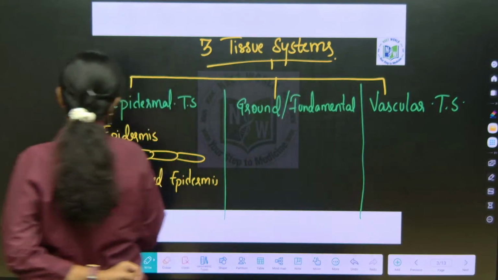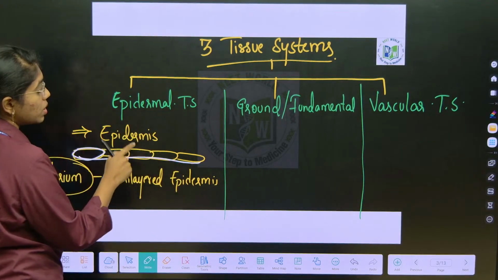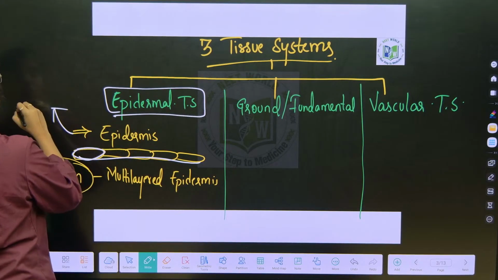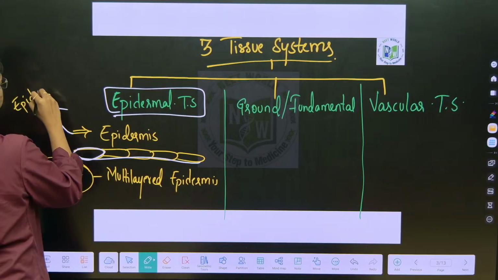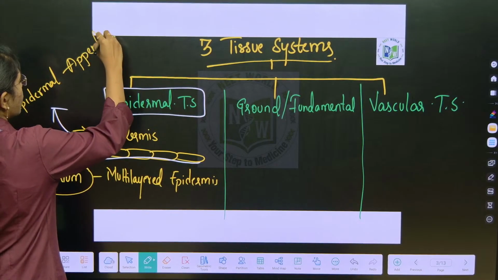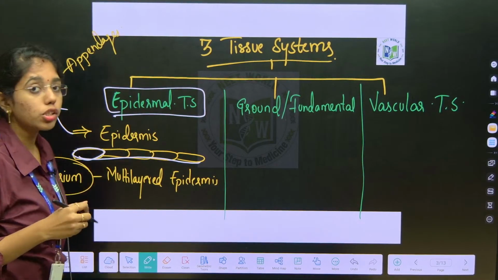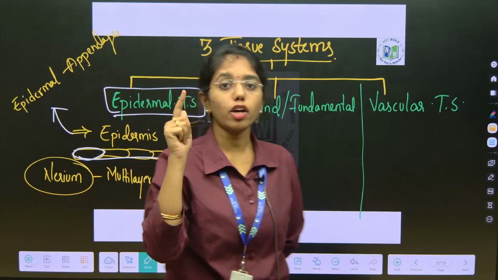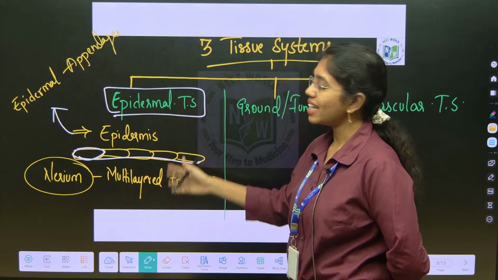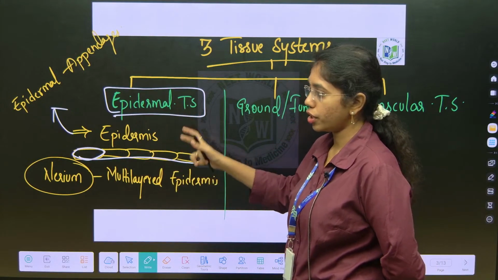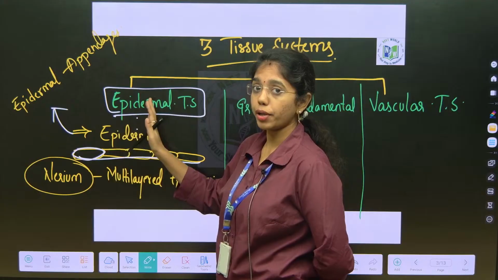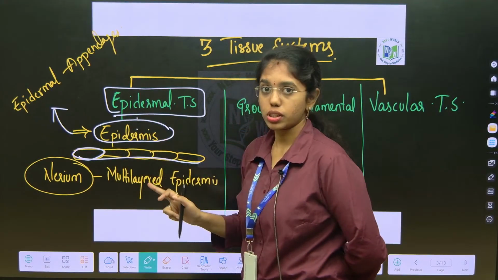What does the epidermal system consist of? Along with epidermis, they possess epidermal appendages. Epidermal appendages include the stomatal apparatus in the leaf, trichomes in the stem and root hairs in the root epidermis. So this is a brief description of the epidermal tissue system. As of now, you have to be clear about which layers are included under the epidermal tissue system, that is only epidermis. Clear, right?